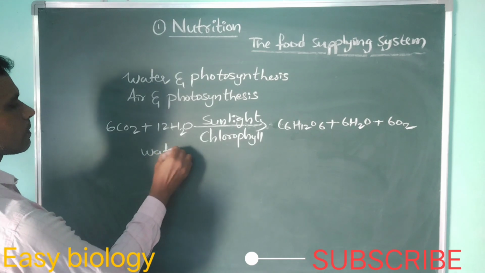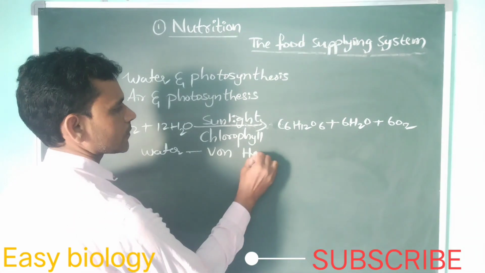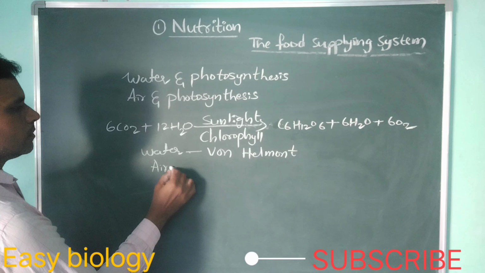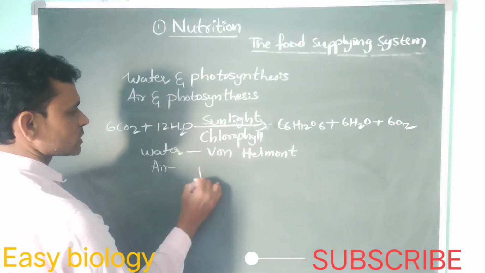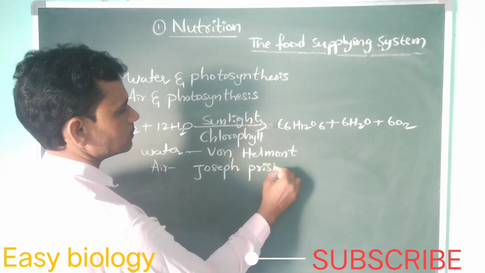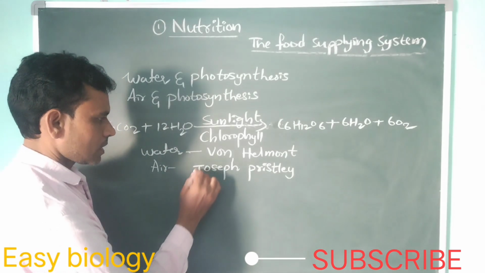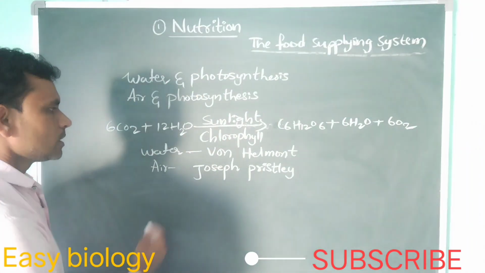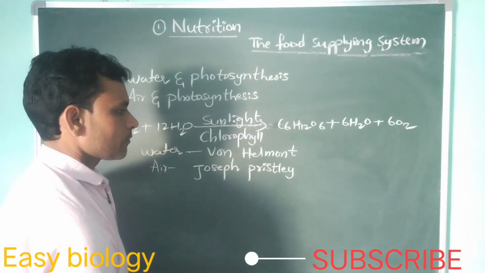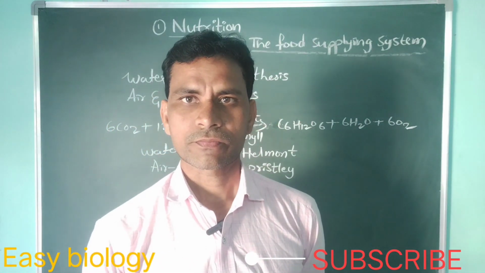Okay, the next concept. So water, who did this experiment? Von Helmont. Next, air, Joseph Priestley. And the other scientist we will discuss after. First of all, Joseph Priestley, what experiment did he do? He did a series of experiments on photosynthesis.